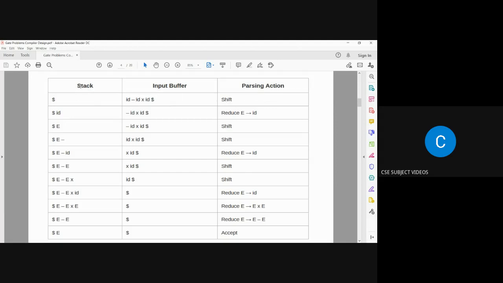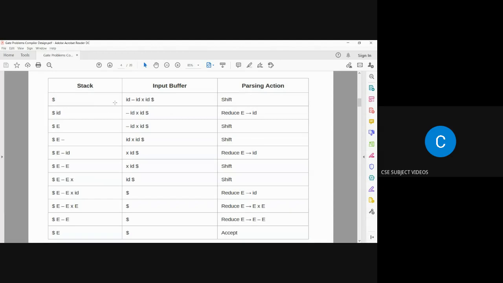Now the initial configuration of the stack is dollar, and the initial configuration of the input buffer is dollar, and then we are going to place the input string into the input buffer, and then we start our parsing operation. First step, we have to shift the first symbol of the input buffer onto the top of the stack. Now this id will be shifted to the top of the stack. So we are performing a shift operation here, so we have to mention shift.